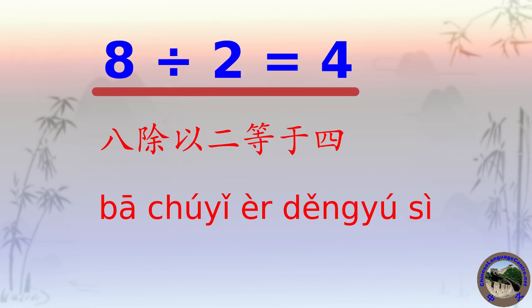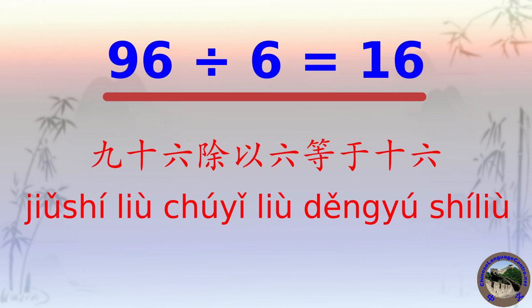For example, 8除以2等于4. Another example, 96除以6等于16. What if we only use 除 instead of 除以?